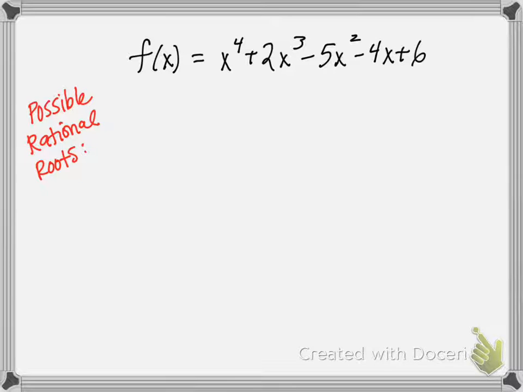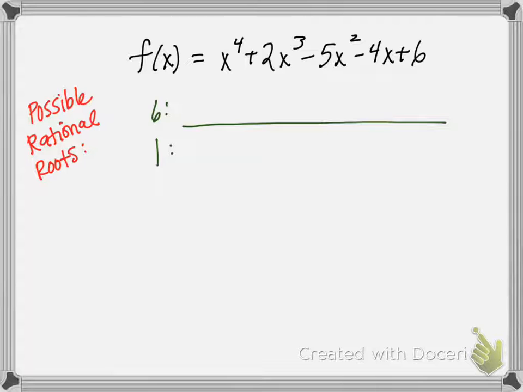So for this example, we're going to find all of the roots of this polynomial, and we're going to use the rational root theorem in order to find some of the possible rational roots. So the rational root theorem asks you to create a fraction, and you're going to be writing the factors of this constant term, which is 6, over the factors of the leading coefficient here, which is a 1.